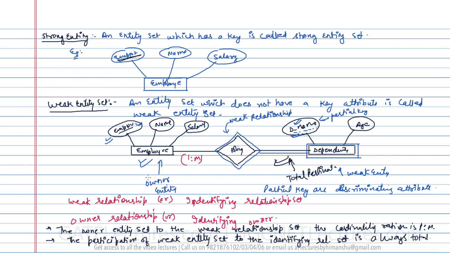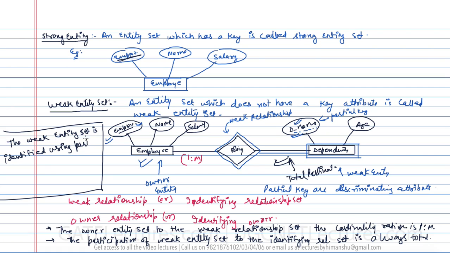And the third point is the weak entity is identified using the partial key and the key of the owner entity, right? So I don't have enough space, so let me write it here. The third point is the weak entity set is identified using the partial key and the key of the owner entity set. Okay, now next look at the other things.